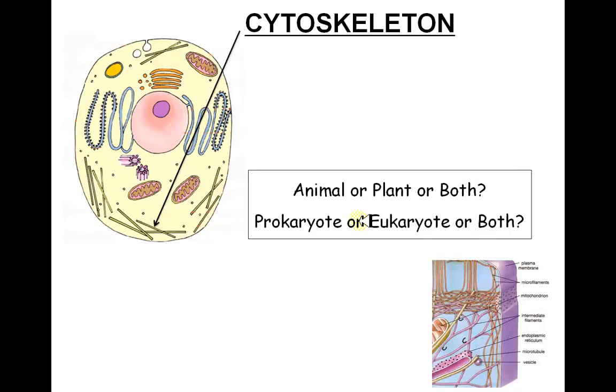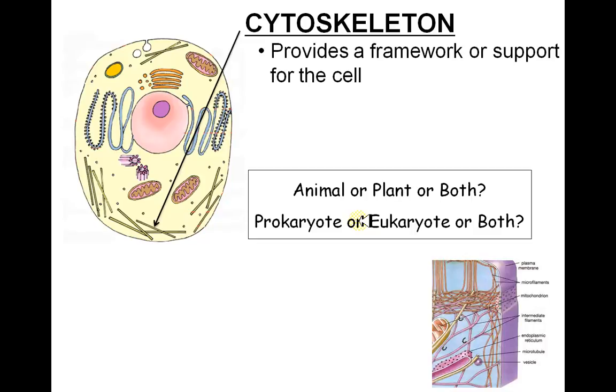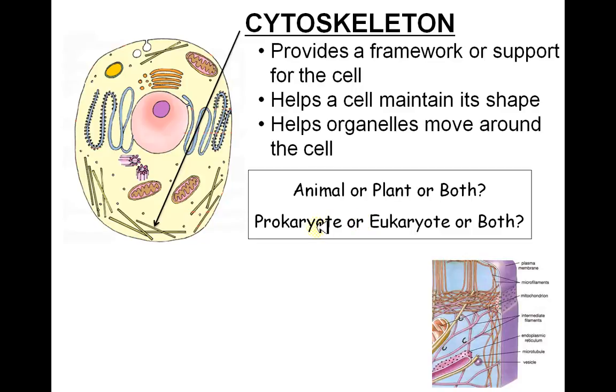Cytoskeleton. The cytoskeleton provides a framework for support. It's almost like the bones for a cell. It helps the cell maintain its shape. It also allows things to move inside of the cell. It helps organelles move. Is it in animal cells or plant cells or both? Well, it is in both, even though plants don't particularly need it for support or framework. It does actually help the organelles move around.